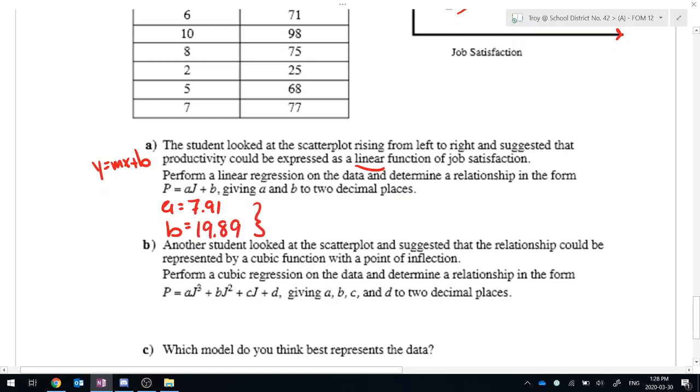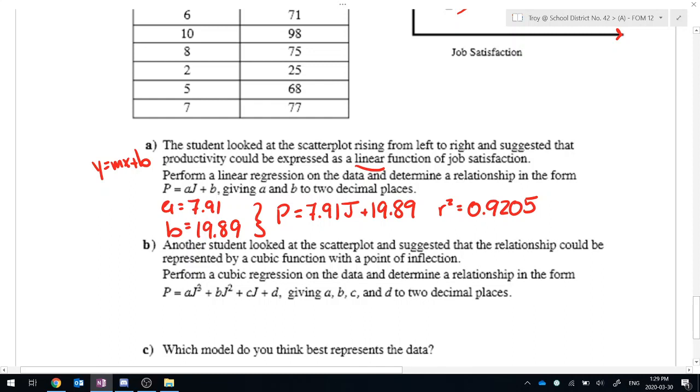So putting that together, we would get a linear function of productivity being equal to 7.91 times the job satisfaction result plus 19.89, and we had an r-squared value of 0.9205. And I'll come back and we're going to discuss what this r-squared value means in a minute.